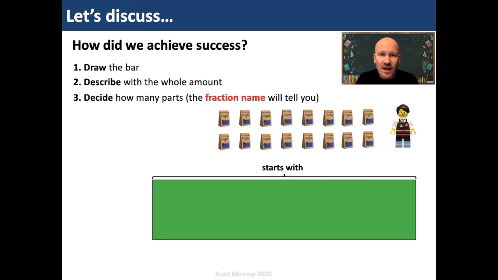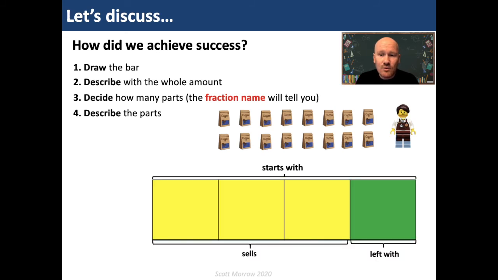In the case of Larry's problem, that was quarters that we were dealing with, so we're going to split this bar into 4 parts. Now that we've done that, we can name each of those parts. For Larry, we knew that he sold 3/4 of the coffee, so we're going to label 3 of those quarters what he sells and 1 of those quarters what he's left with.